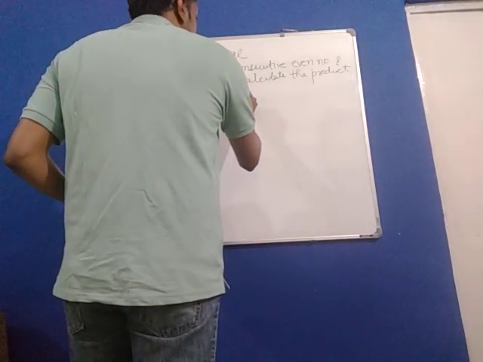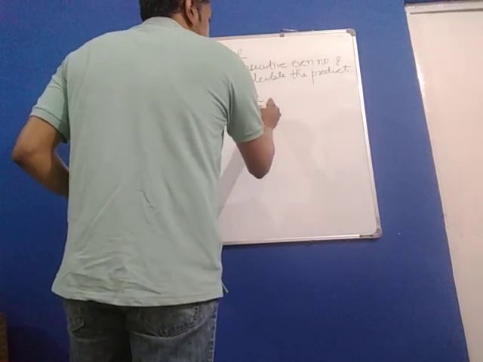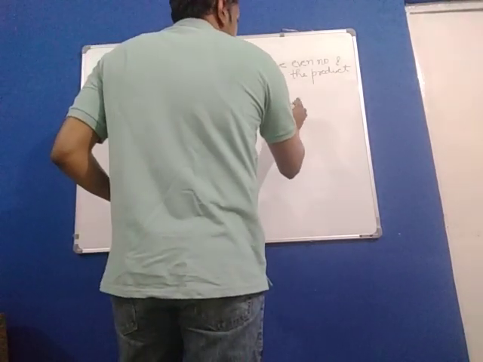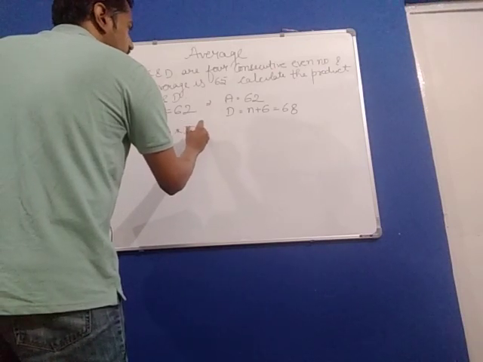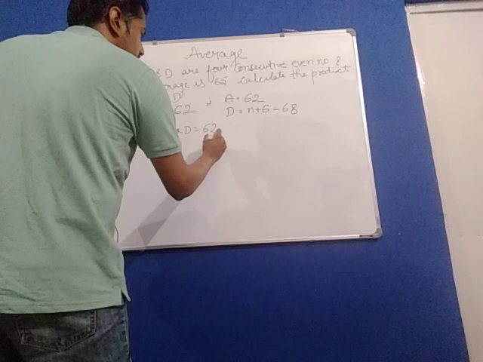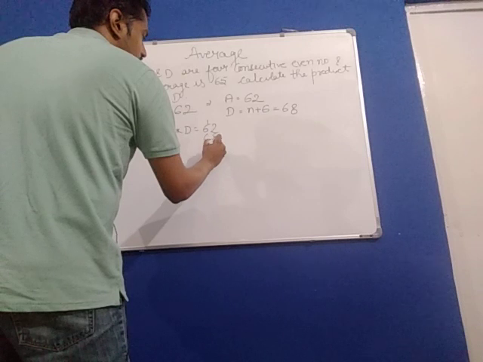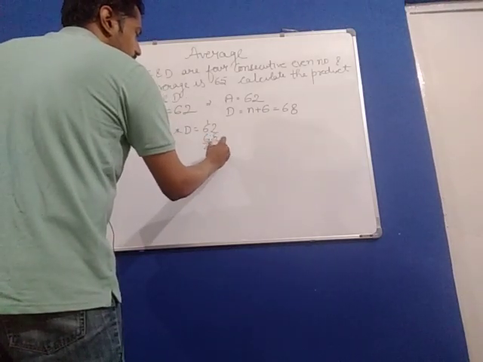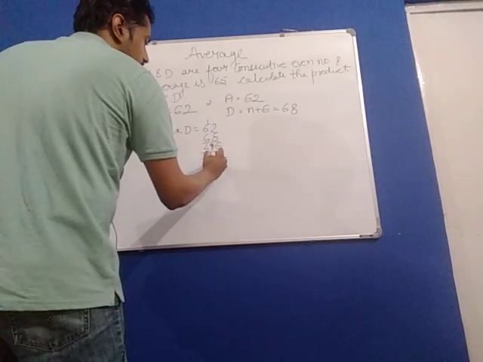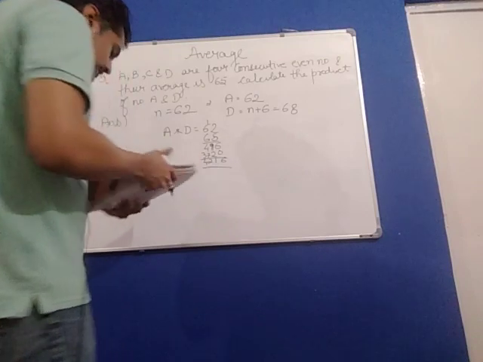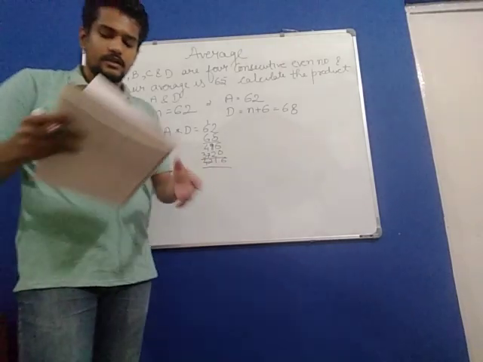Now given that n is equal to 62, A is going to be 62 and D is going to be n plus 6, which is equal to 68, and then we can easily calculate A into D, which will be equal to 62 times 68. So the answer for this particular question is going to be 4216.